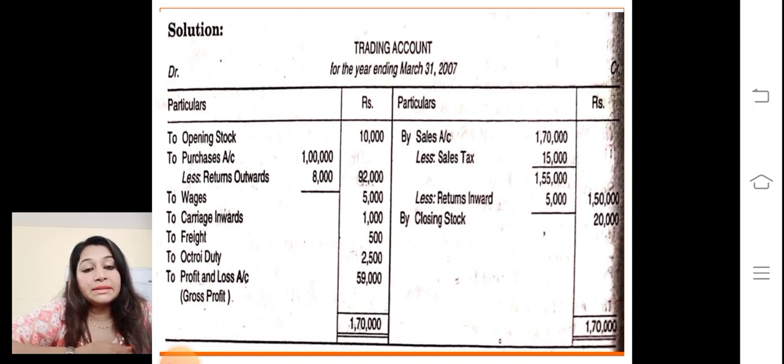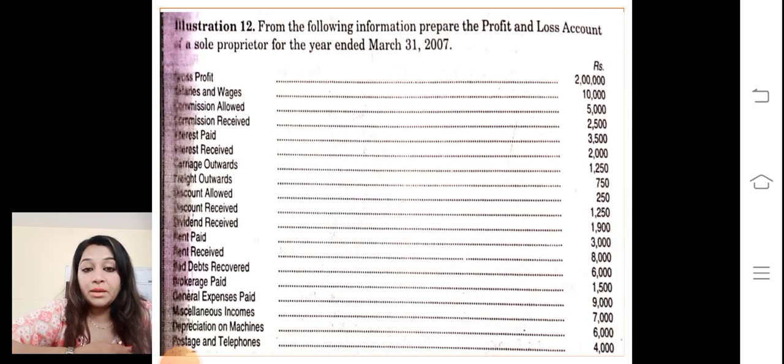Next example, I'll be discussing profit and loss account, how to prepare a profit and loss account of the company. So this is the amount: gross profit 2 lakh, salary and wages 10,000. One more important thing, if the first item is salary, then it will come in your profit and loss account, and if the first item is wages and salary is given after, then it will come in the trading account. But in this question we have written salary and wages, so 10,000 will come in the profit and loss account.